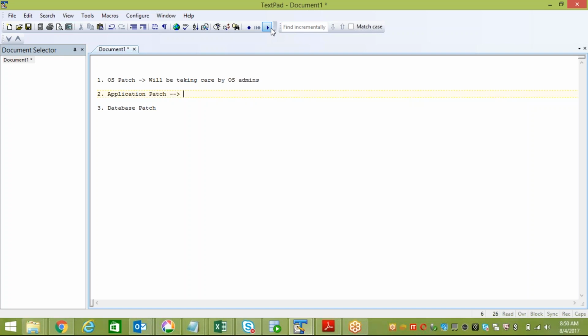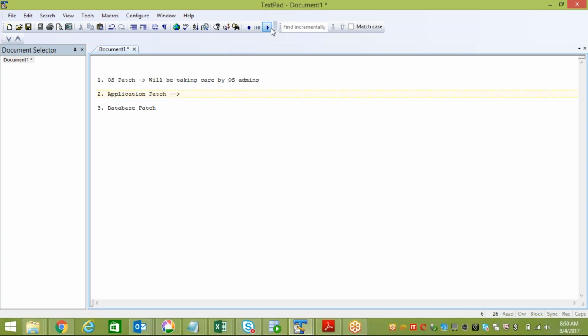Okay, so they will plan it and they will apply from their end, and whatever patches are for us, we will be applying them. It is something like we'll be working with the OS people sometimes to apply the patch. All right.